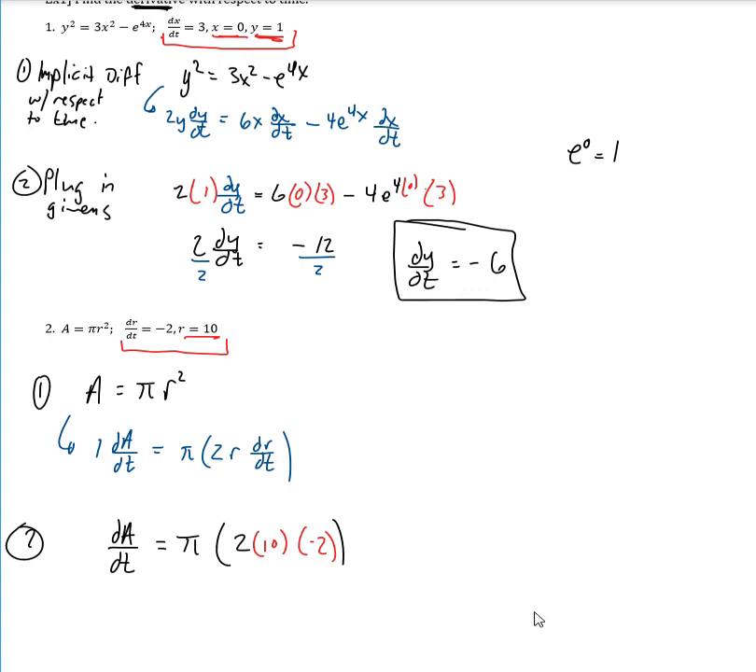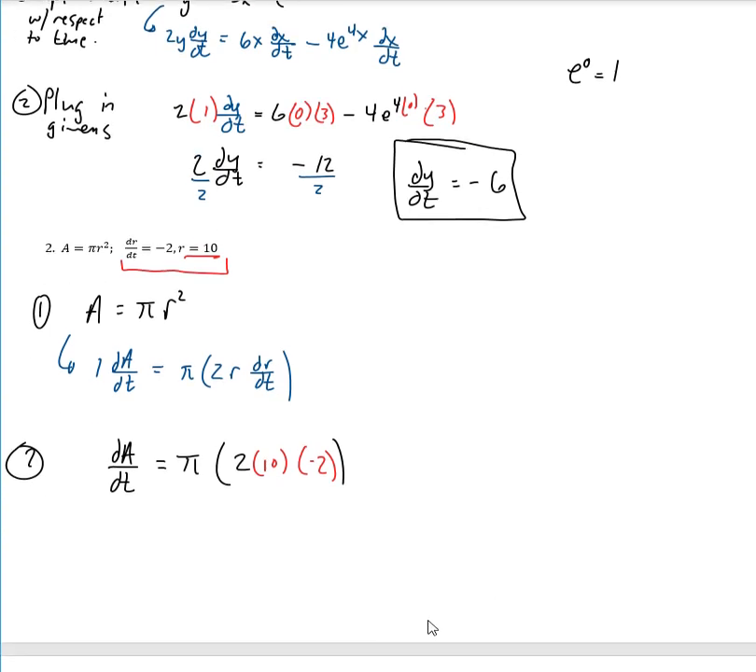Okay, so all of that's in. This one's a little easier. It looks like it's just different letters and symbols, but otherwise we're pretty much there. dA dt equals 2 times 10 times -2. That would all be -40, and then afterwards we'd attach the pi.